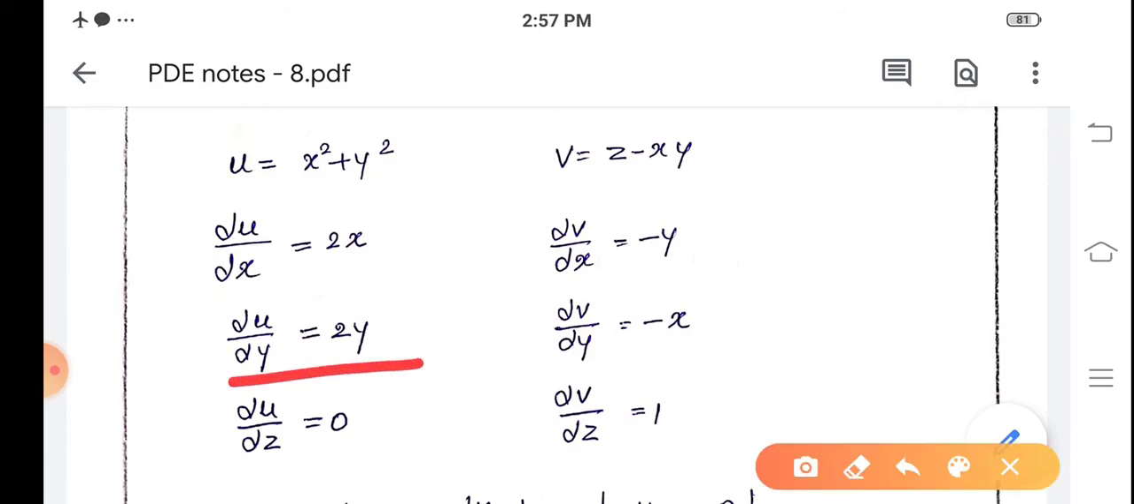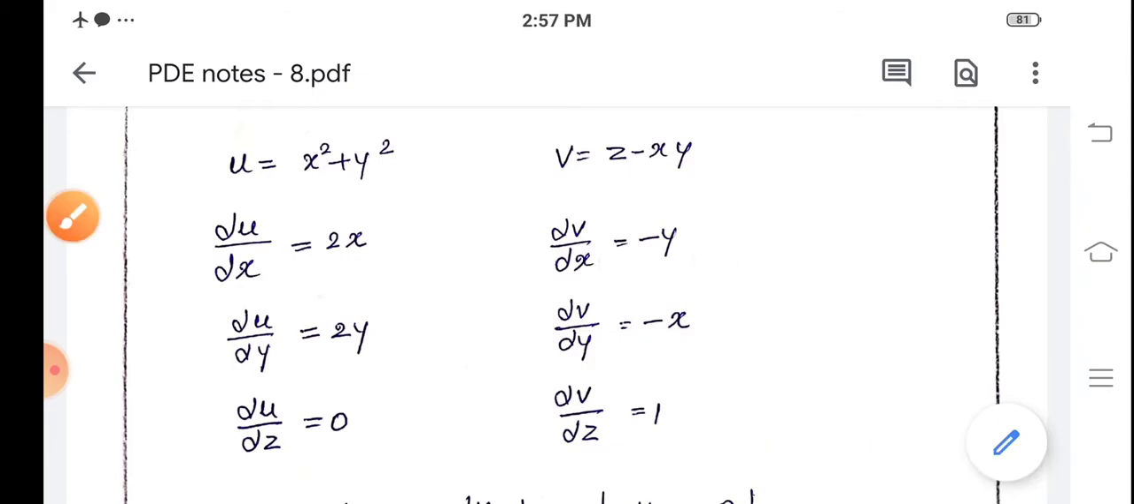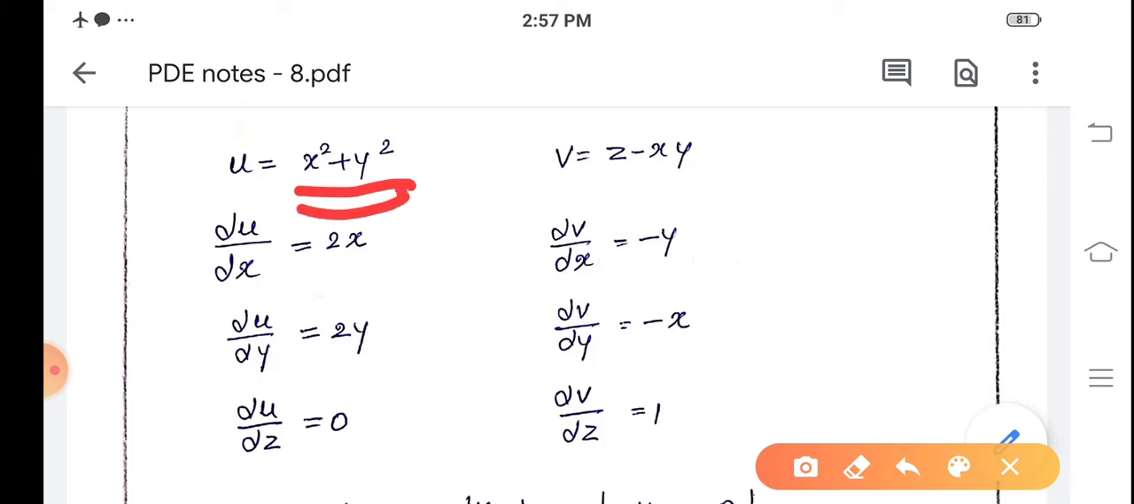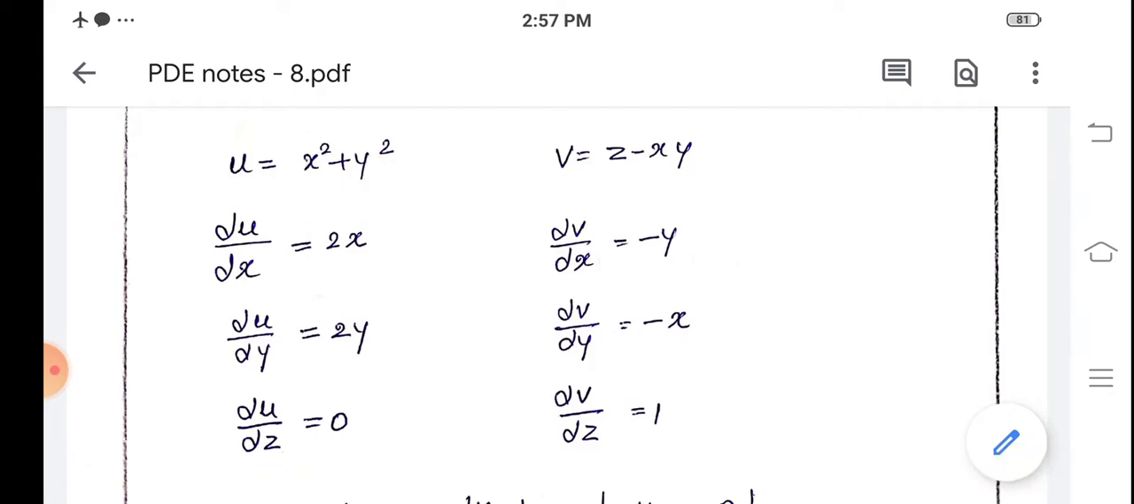Partial derivative of U with respect to Y is 2Y. And partial derivative of U with respect to Z is 0. Because here, U is X square plus Y square. In the case of partial derivative with respect to Z, X and Y terms are constant. So, partial derivative of U with respect to Z is 0.